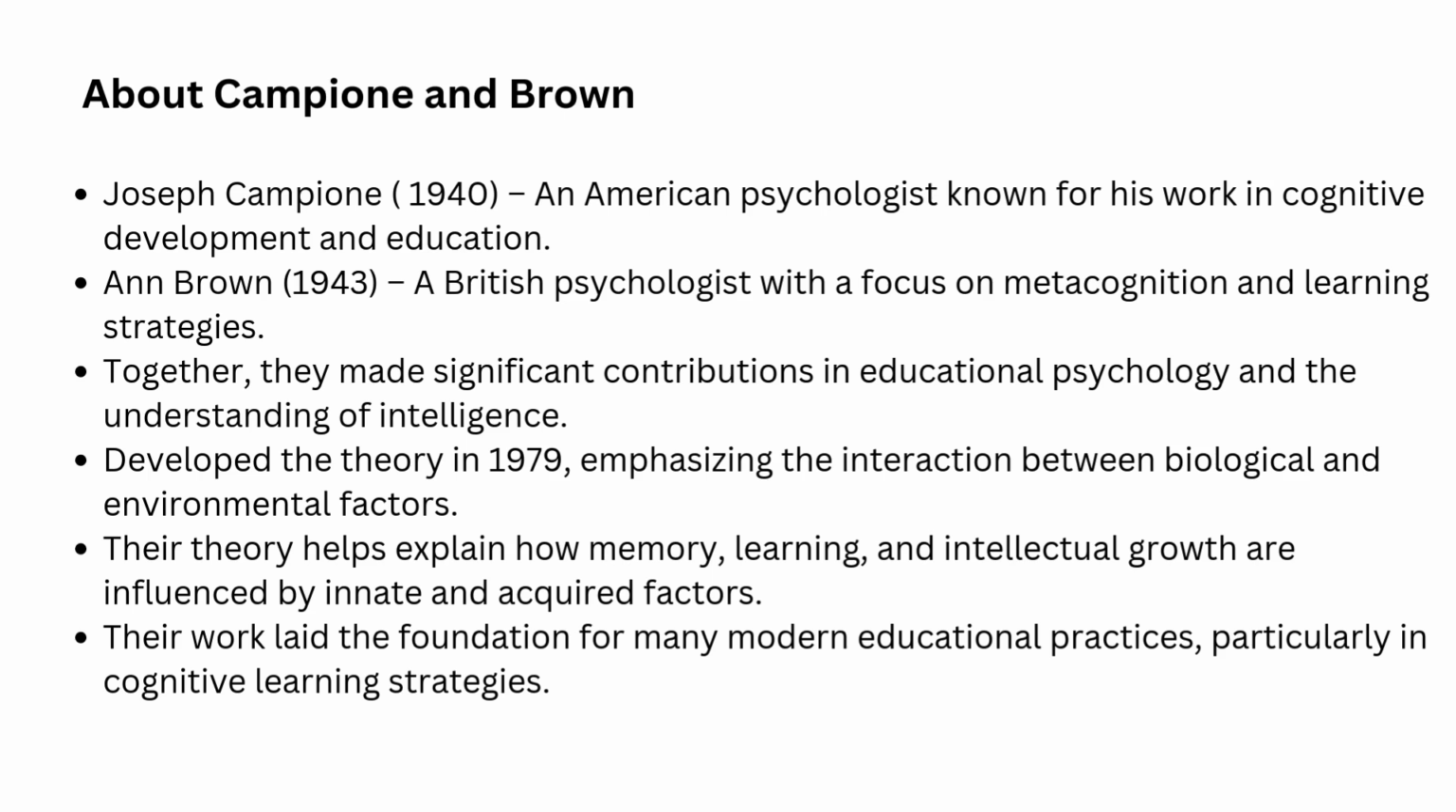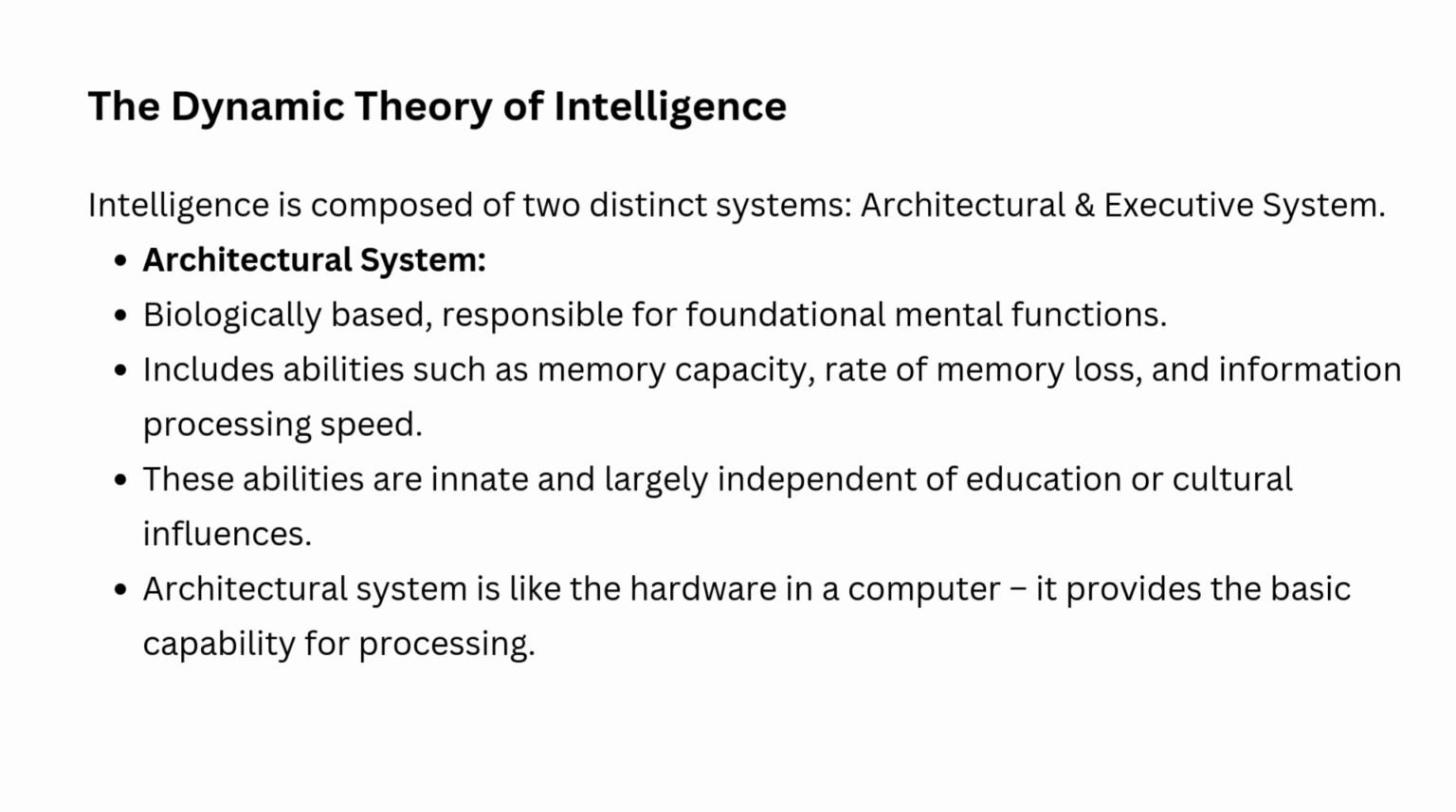Now, let us dive into the heart of the theory. Campione and Brown's theory of intelligence suggests that our intelligence is made up of two key systems. One is influenced by biology and the other by our environment. These systems work together to shape how we think, solve problems, and process information. The theory is structured around two main components, the architectural system and the executive system.